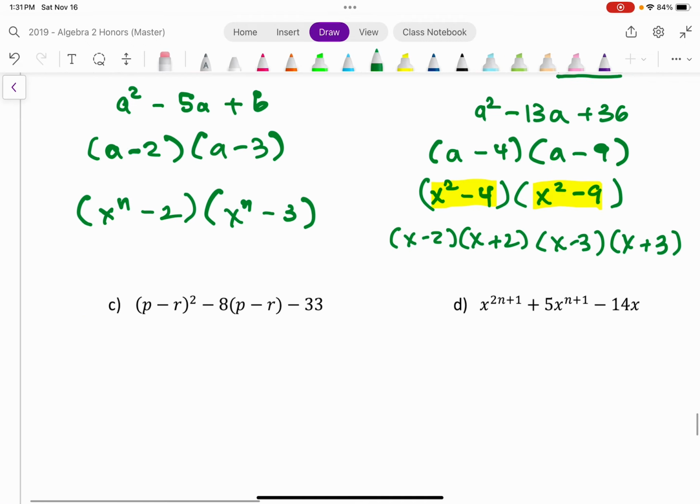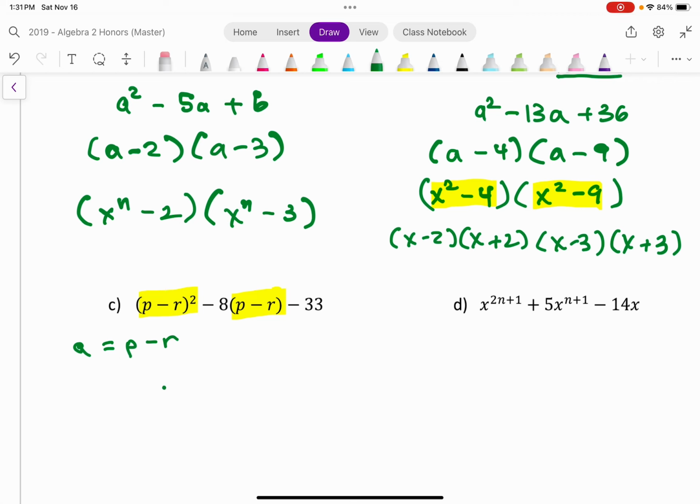For the next one, you could expand. It creates a lot of work. But again, I'm seeing this. This is p minus r to the first power, and this is p minus r to the second power. I doubled the exponent of one, and I get the other. I'm going to make sure I pick a variable that's not in the problem. I pick a again here. Let that be p minus r. I said pr before, but I meant p minus r.